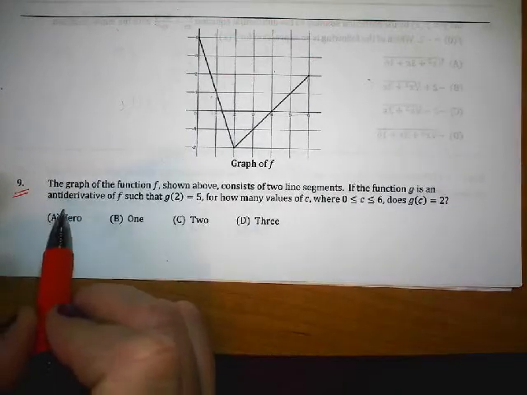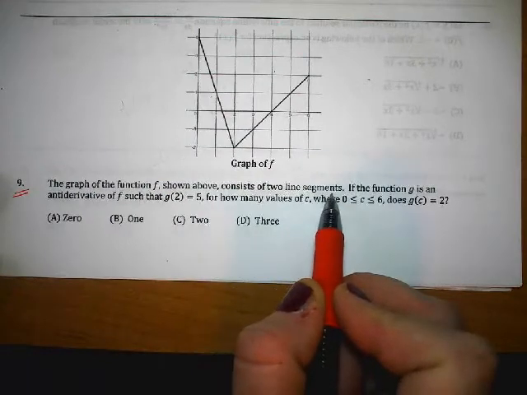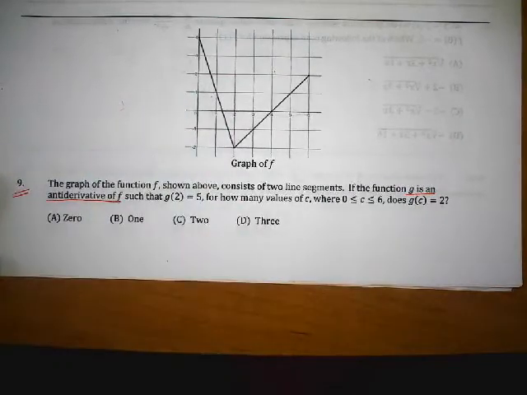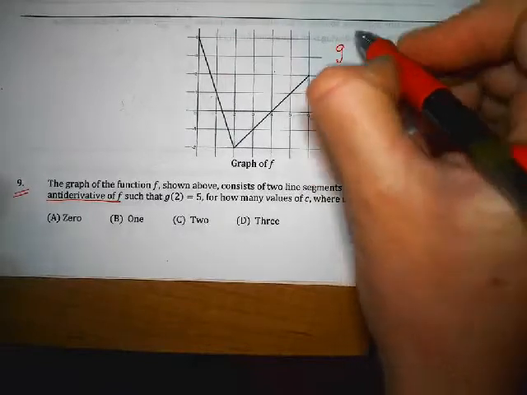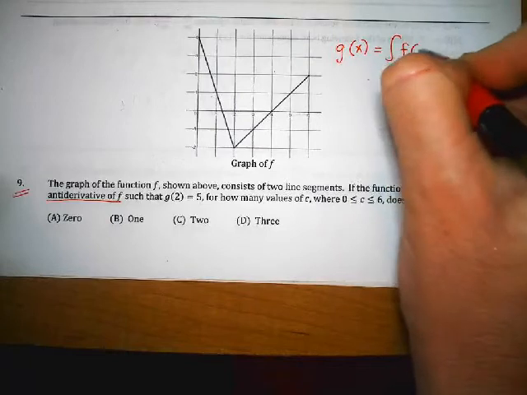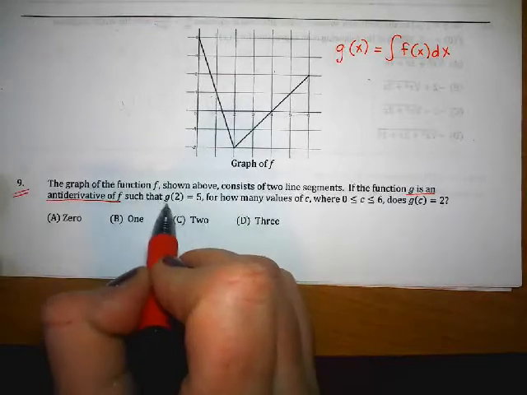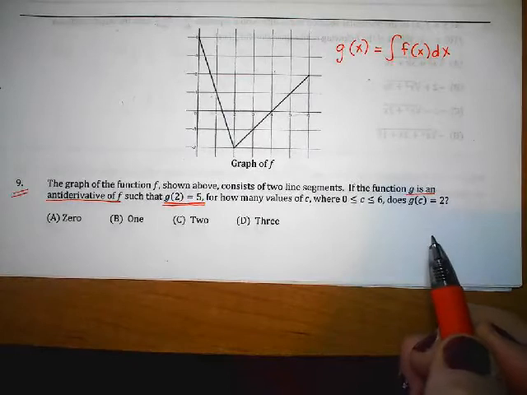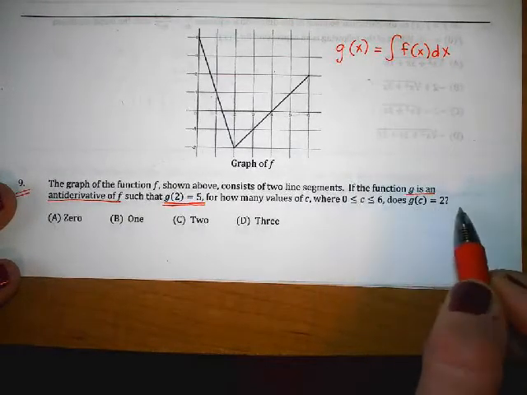The first thing that number 9 says is the graph of the function f shown above consists of two line segments. If the function g is an antiderivative of f, that's what I'm going to write down first. If I know that g is the antiderivative of f, and it also tells me that g of 2 is equal to 5. That's an initial condition that's going to become important for us. For how many values of c between 0 and 6 does g of c equal 2?